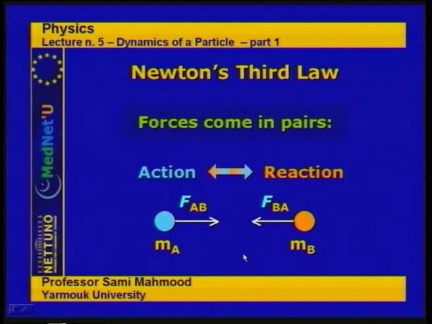Similarly, forces come in pairs. If that is true, then body A is attracting body B by a force which is FBA. That means the force acting on B due to the influence of A. So we notice that we have two forces, FAB acting on object A and FBA acting on object B. Those two forces are equal in magnitude and opposite in direction. They could be thought of as action and reaction.